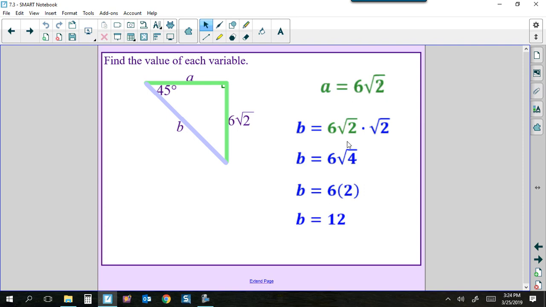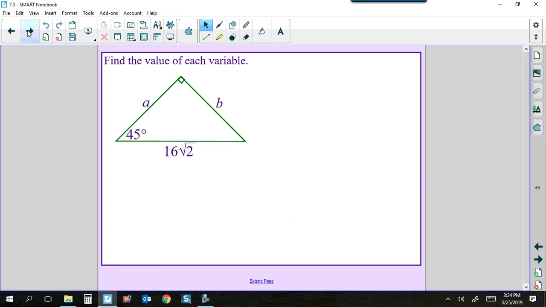So I went baby steps here. I wrote every little step. Please do that here in your notes, just for practice, and then from there you can use the shortcuts and get to the final answer if you choose. All right, next.